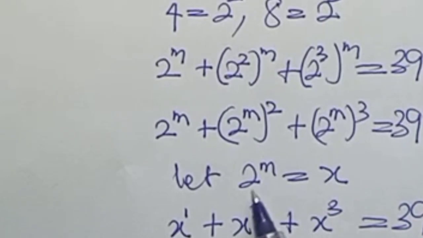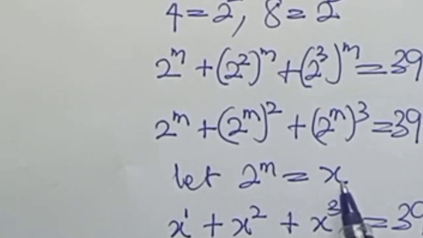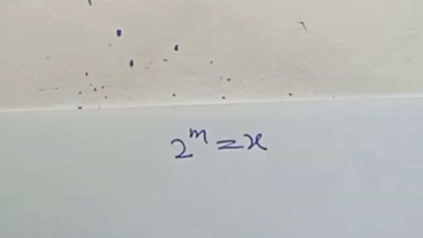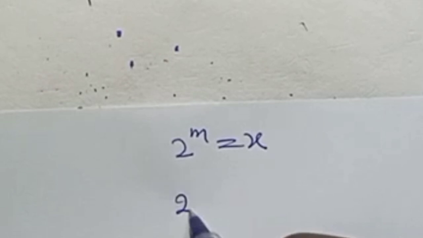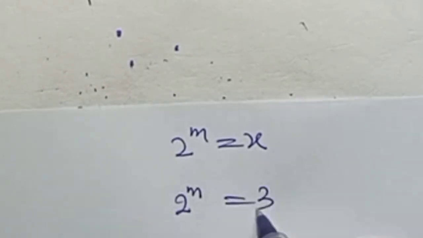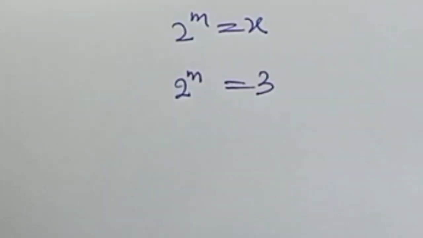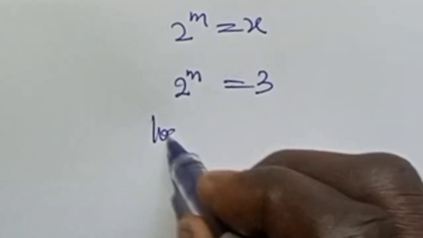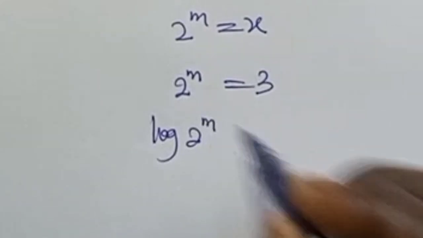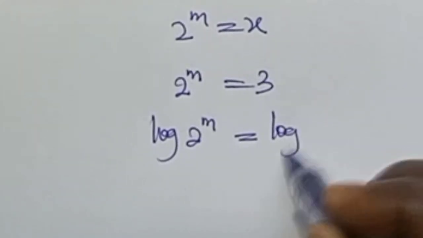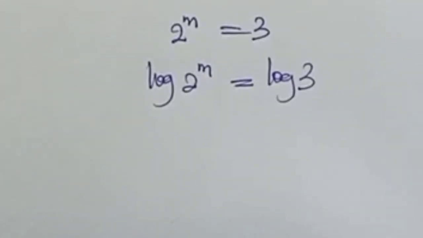But recall that 2 to the power of m was represented with s, so that 2 to the power of m equals x. And the first value of s is 3, so that 2 to the power of m will be equal to 3. So we're going to apply log to base 10 on both sides, and it will become log 2 to the power of m is equal to log 3.